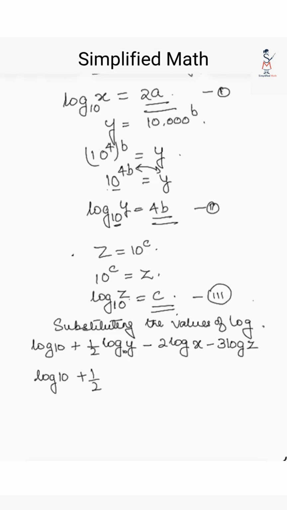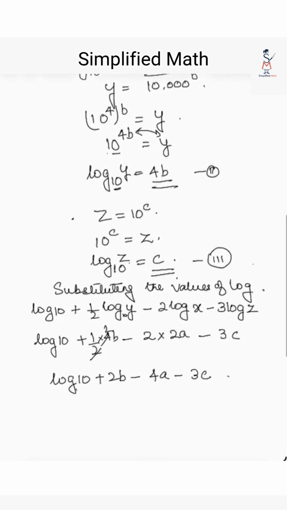So now we will put the values. Log y is 4b, minus 2 log x. Log x is 2a, so in place of log x put 2a, minus 3 log z. Log z is c, so 3c. So this will become log 10 plus 2b minus 4a minus 3c.